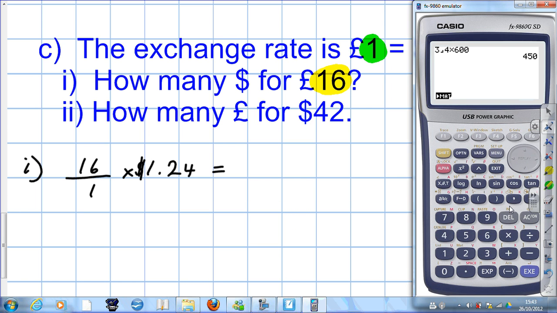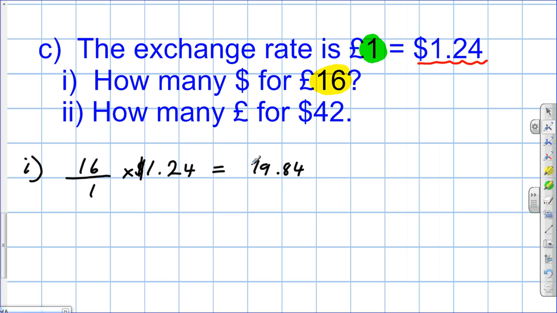So it's going to be 16 over 1 times 1.24. There we go, $19.84. Now part 2 is asking us to find how many pounds for $42. $42. So that's the key bit of information.